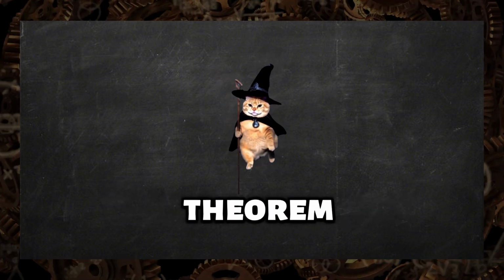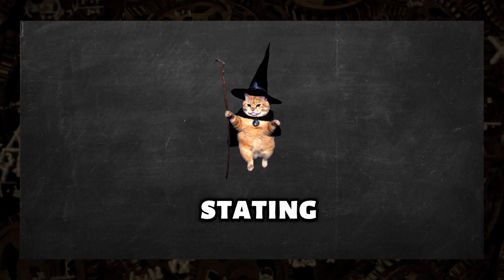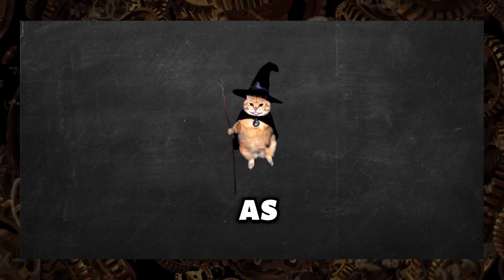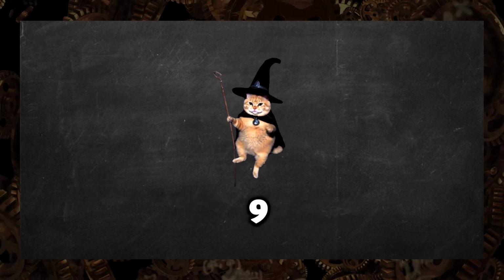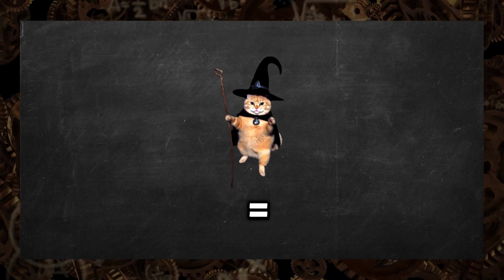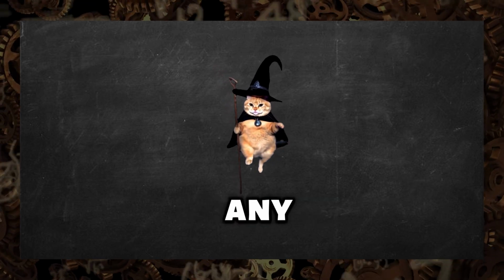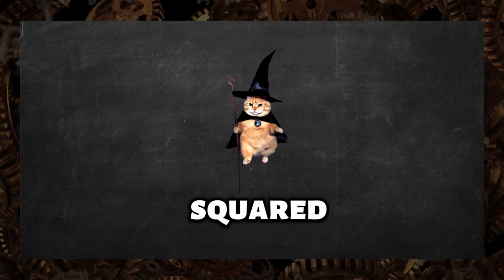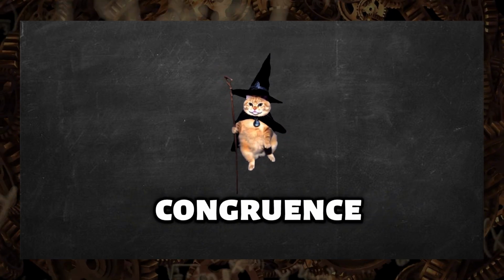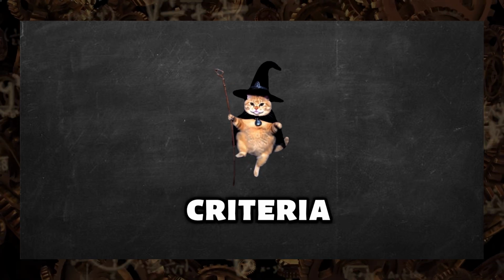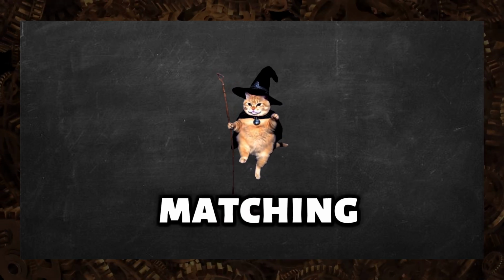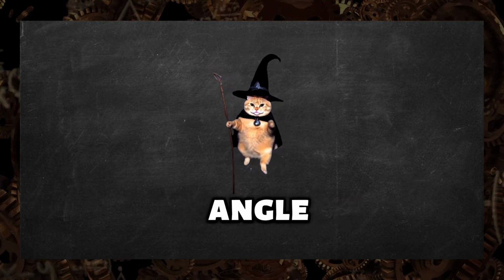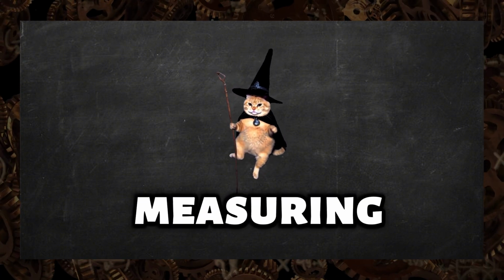The Pythagorean theorem applies to right triangles, stating the square of the hypotenuse equals the sum of squares of the other sides, such as 3 squared plus 4 squared equals 9 plus 16 equals 25 equals 5 squared, solvable for any side by rearranging, like finding the hypotenuse as the square root of a squared plus b squared. Congruence in triangles is established by criteria like side-side-side, where matching sides imply identical shapes, or side-angle-side, angle-side-angle, allowing proof without measuring all parts.